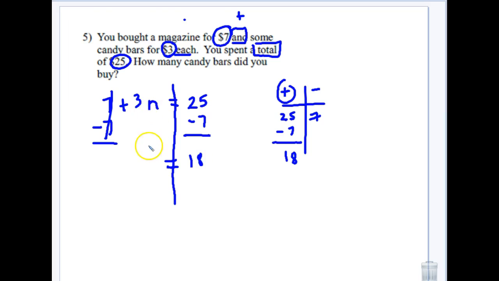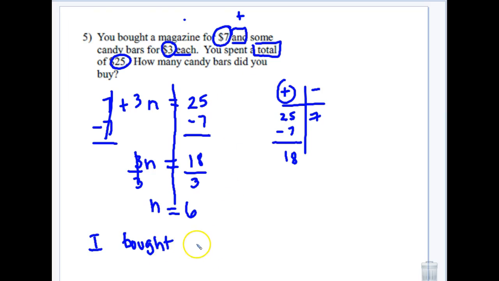What am I bringing down on this side? 3n. Then you put the fraction. I'm going to divide both sides by what number? 3. This becomes a 1, right? So n is equal to 6. So how many candy bars did he buy? 6 candy bars. So in a complete sentence, how would I answer that? I bought 6 candy bars. Perfect. The question says how many did you buy? Yeah, I bought 6 candy bars.